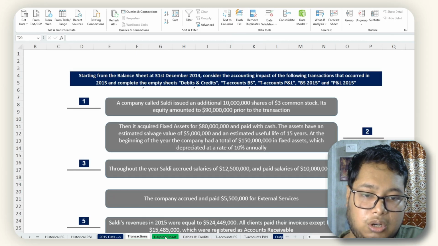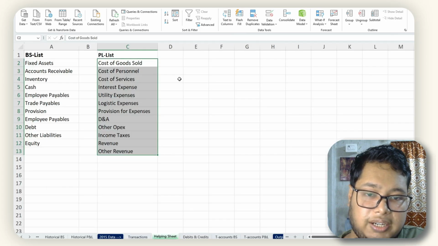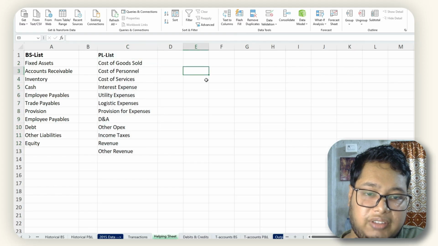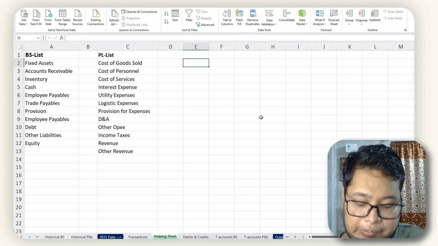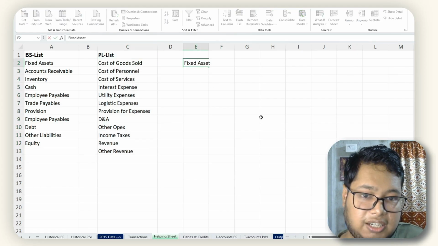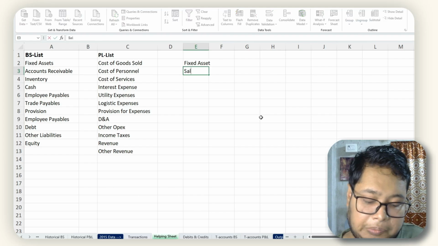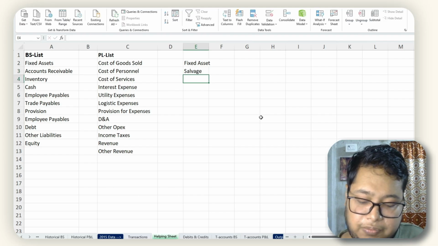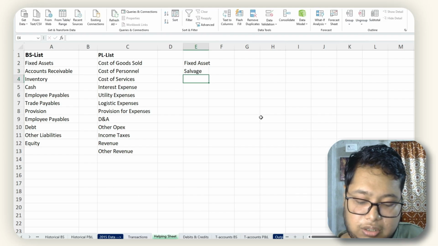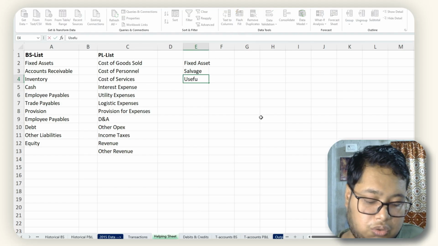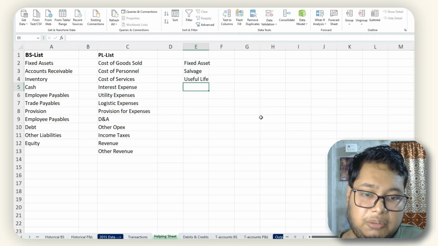Let's go in the helping column and record those data first, whatever we have been given. Let's see. Fixed asset we have been given. Then we have salvage value, I'm writing it short. Salvage value, and then we have useful life. That much data we have been given, right?